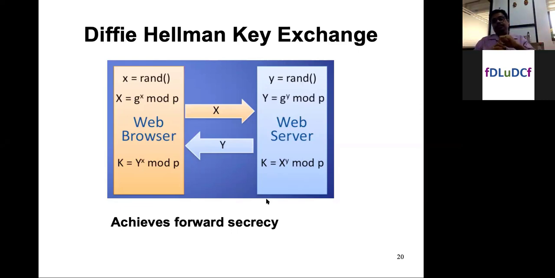Let's say someone during that communication copies X and Y. Can they record it and use it in future? No, because this X and Y are only used once. In the next session, they generate different random numbers, different X and Ys, and so on. The private values used here, X and Y, are disposed of after this key exchange. So none of these parties are saving the private keys of each other. Because of that, we achieve forward secrecy.